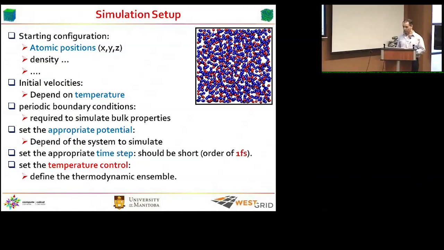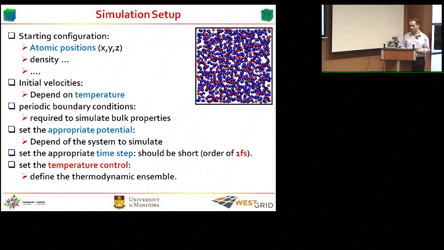We need also to start with initial velocities. So depending on the temperature of the simulation, for example, if you do a simulation at 300 Kelvin, you need to initialize the velocities. For example, how it works, we start with random velocities, then we use the Maxwell-Boltzmann distribution to then rescale the velocities to have the average temperature equal to 300 Kelvin.